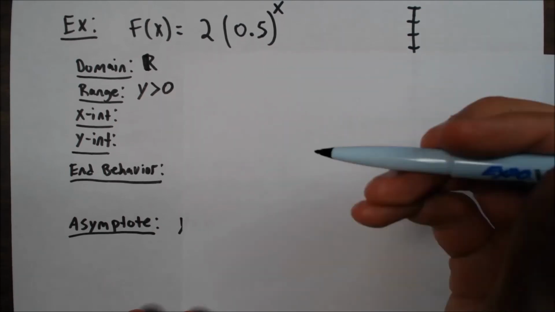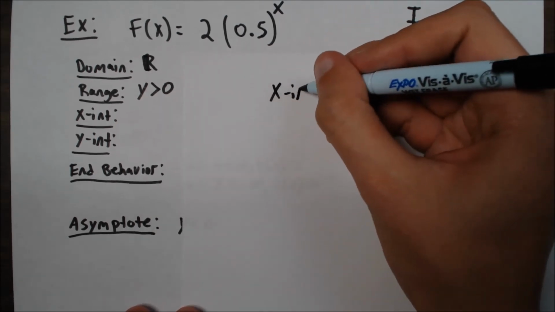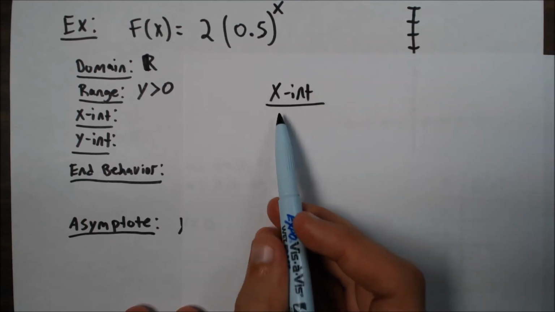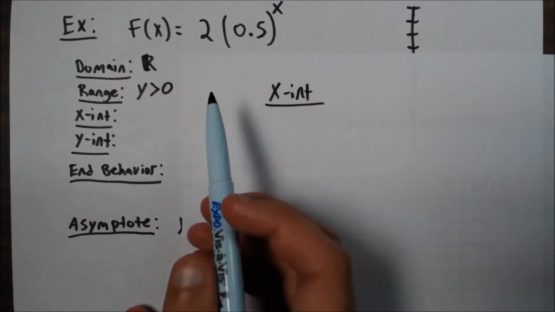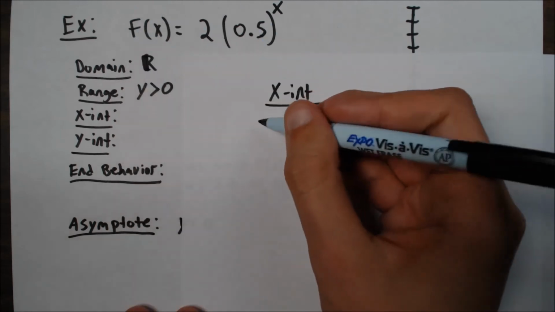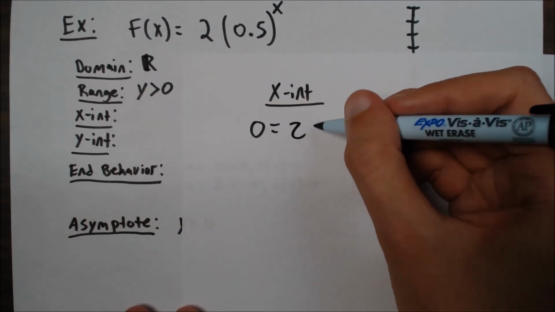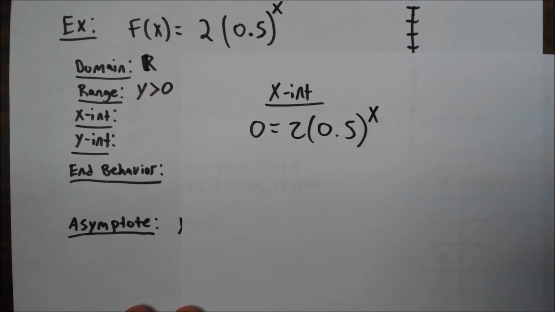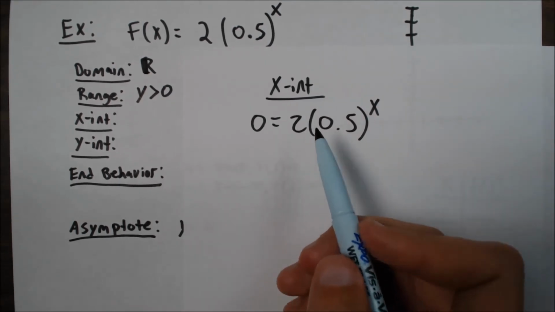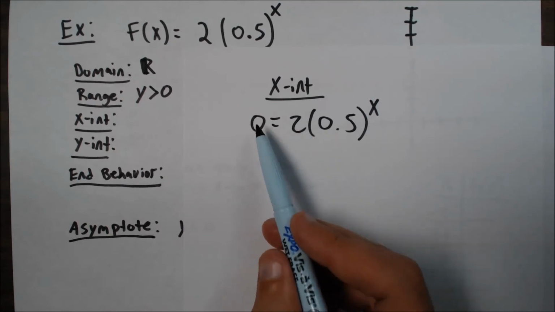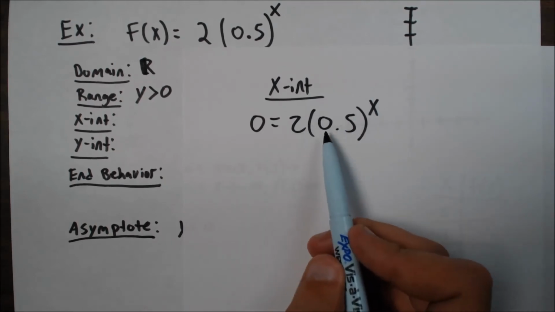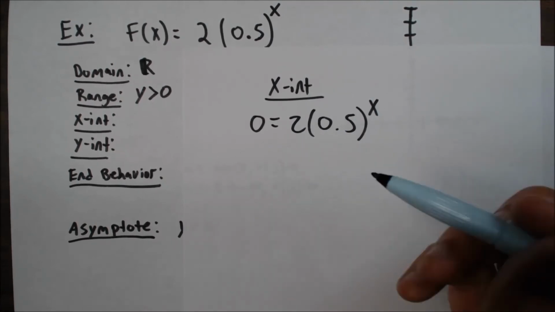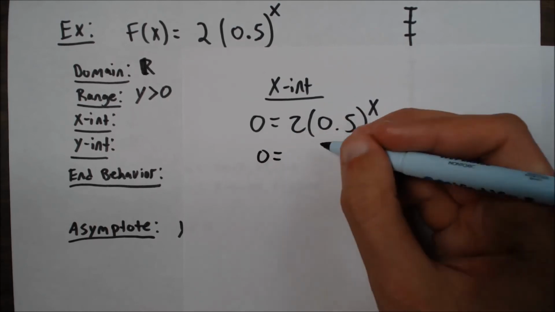So, x-intercept, we're going to plug in a 0 for y, meaning the whole left side of the equation, I'm just going to put a 0 there. And then I need to work this out however I can. Okay, so the question you have to ask yourself is, what power of x is going to make all of this equal 0? Well, I can divide both sides by 2, and that's just going to give me 0.